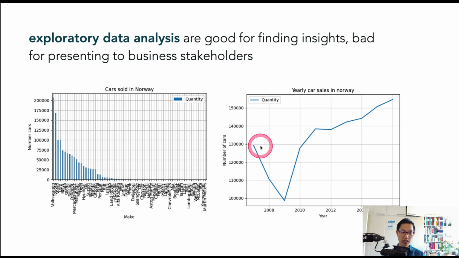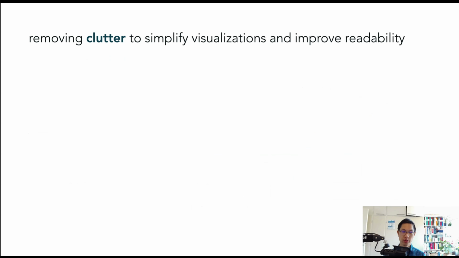And you have this one, yearly car sales in Norway. Maybe it looks quite okay, you might think, but we will improve on this one. Okay, so what can we do? We can remove clutter to simplify visualizations and improve readability.